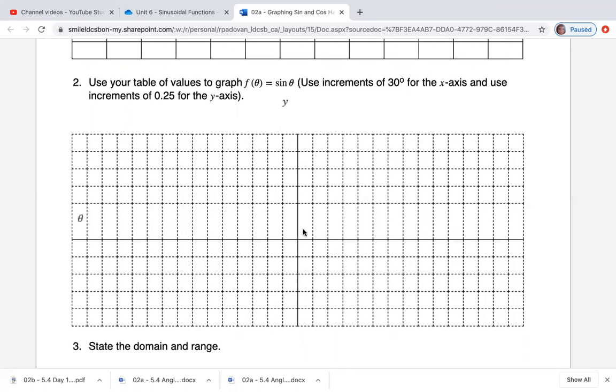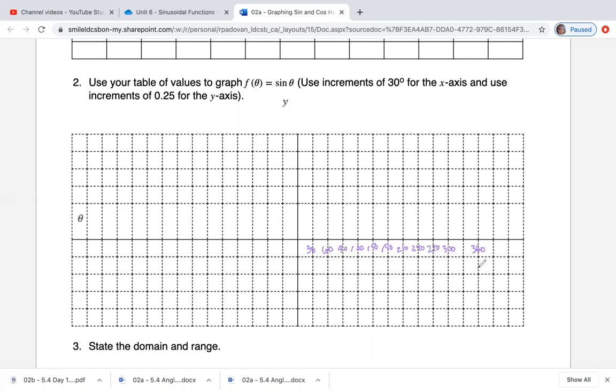So I want to go in increments of 30 degrees on the x-axis. So for example, this would be 30, 60, 90, keep going up by 30, 120, 150, 180, 210, 240, 270, 300, 330, and then 360 would be 1, 2, 3 away from the end.